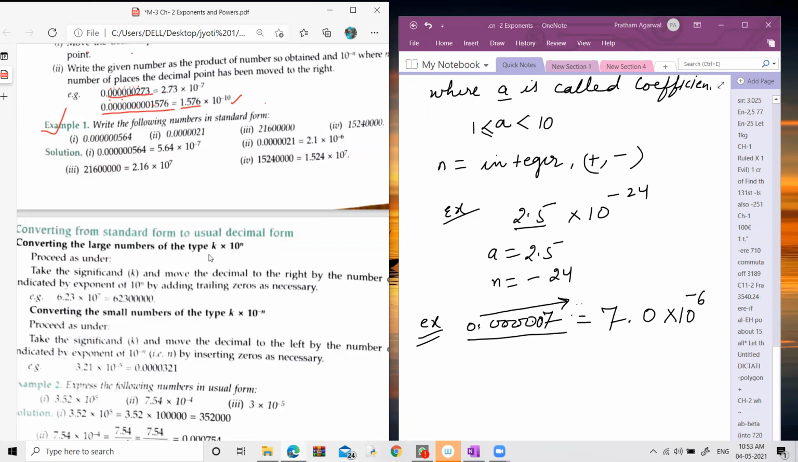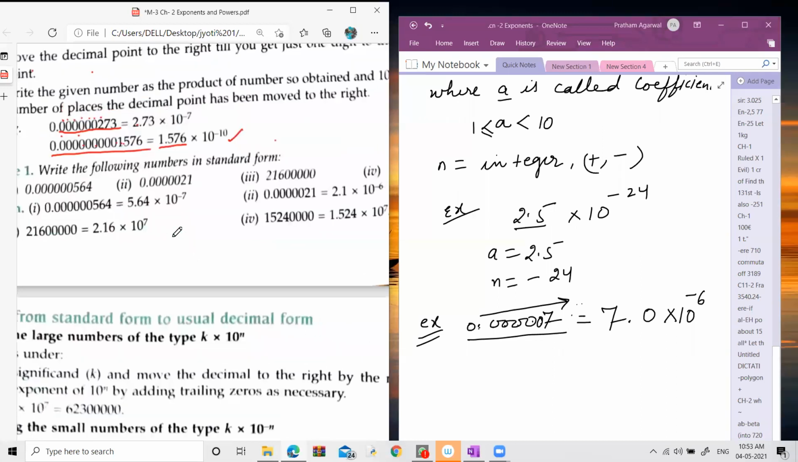For this, what we have to do? We have to shift this decimal just after the 5, according to the rule. We have to shift the decimal from left to right. Just after the 5, you have to put the decimal. Okay? Where do you need to put the decimal? Just after the 5.